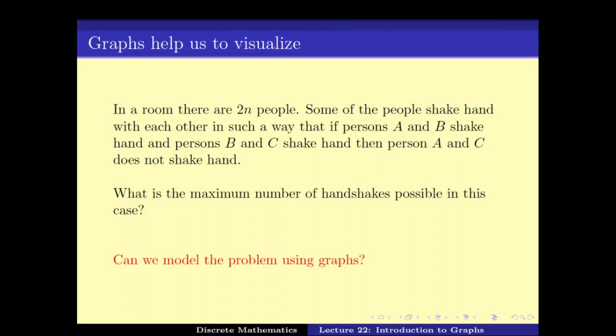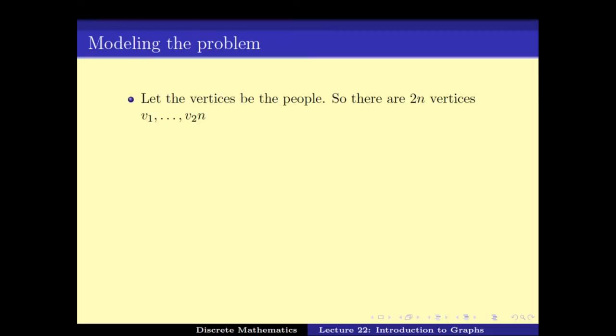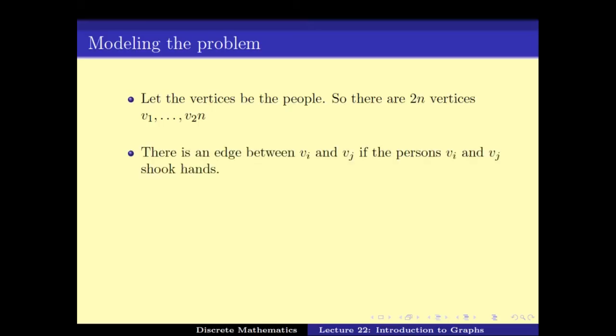Now, can we model this problem using graphs? It's not very hard to see what is going on. First of all, let there be 2n vertices. Every vertex represents a person. So there are 2n vertices, V1 to V2n. And if two persons shake hands with each other, we draw an edge. So there is an edge between Vi and Vj if Vi and Vj shook hands.